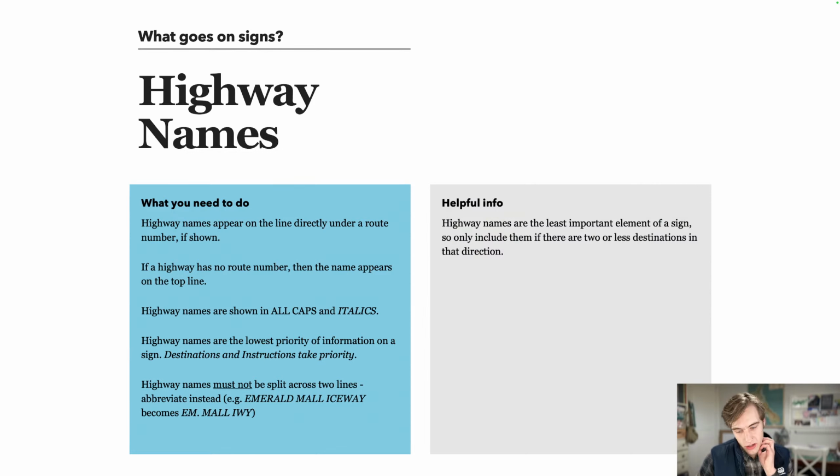Highway names. I already talked a bit about these, but basically you have the freedom, if you build a highway, to name the highway whatever you want. As I said, if you have the room to put it on a sign, you can put it on a sign. And we tend to abbreviate sometimes. You might not be able to fit, say in this example down the bottom here, Emerald Mall Iceway. You can't fit that all on one line, so we have to abbreviate it. And we try not to split it across two lines just because it makes it a bit messier.